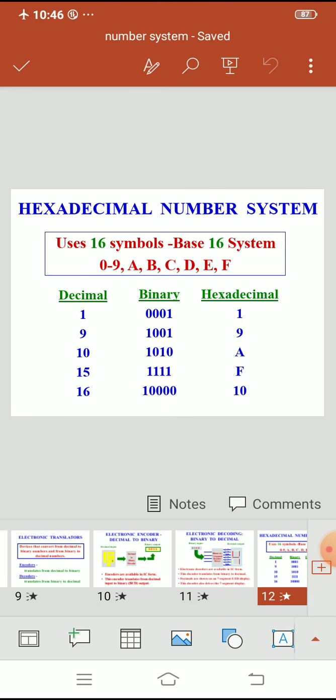The hexadecimal number system uses 16 symbols, a base 16 system, that is 0 to 9, then the remaining A, B, C, D, E, F. For example, decimal values 0, 9, 10, 15, 16 are equivalent to binary values, which are equivalent to hexadecimal values.